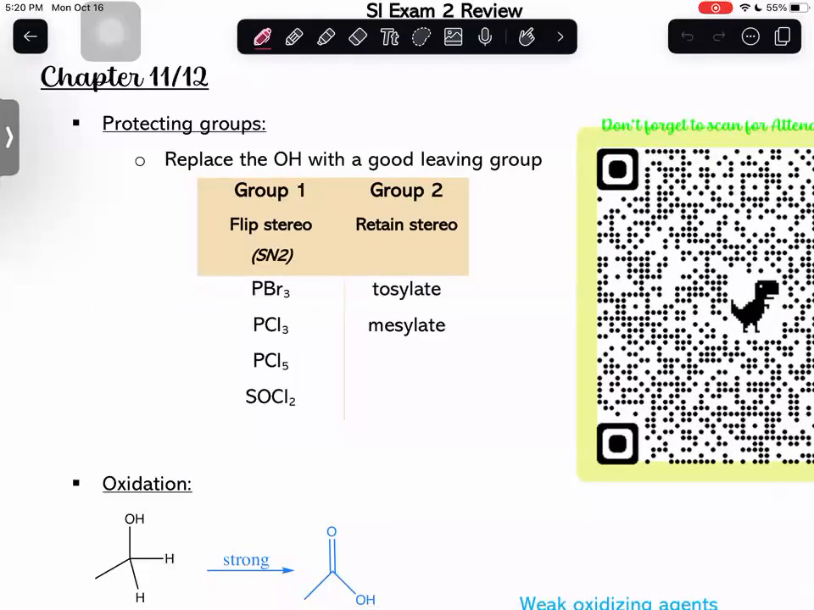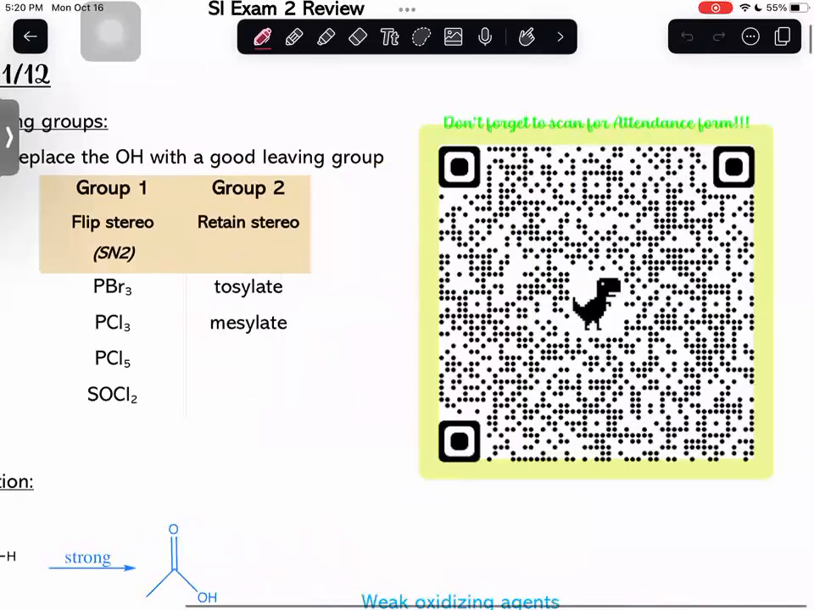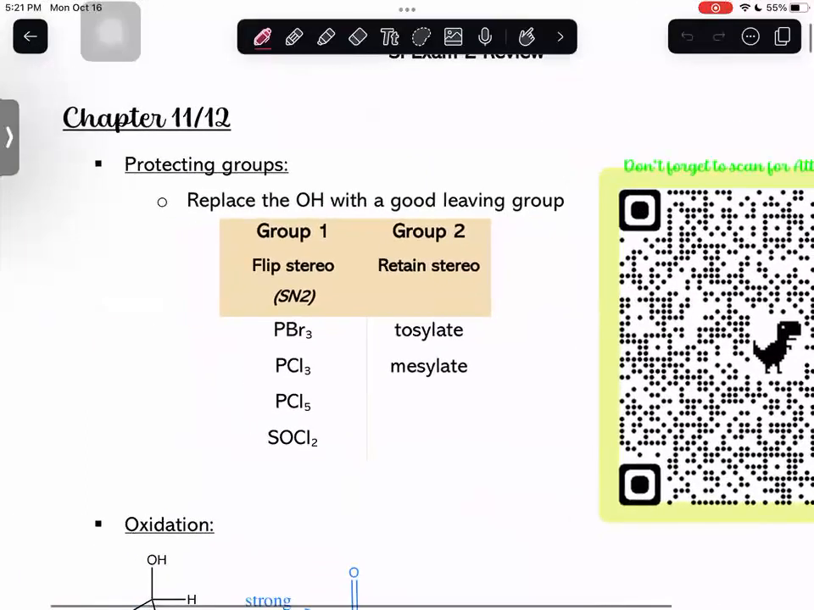Okay, so first of all, did everyone scan the QR code at the very beginning? Okay, awesome. So I'm going to start going through that little conceptual summary that I did for you guys, so you guys can refresh on the actual reagents that you should memorize. First one that most of you forgot is protecting groups.